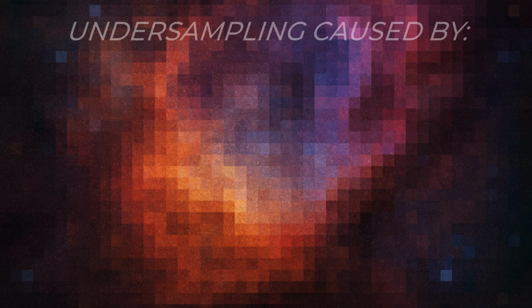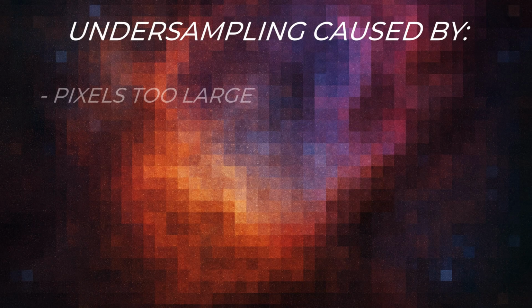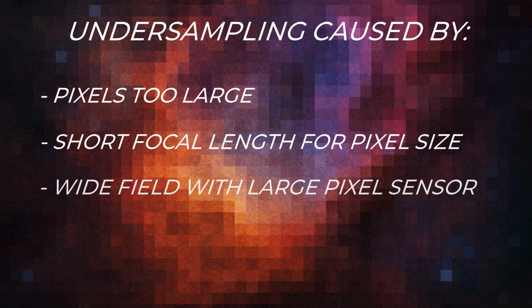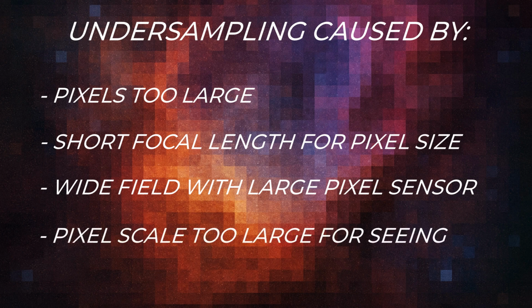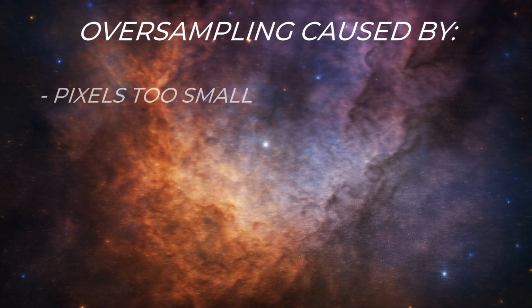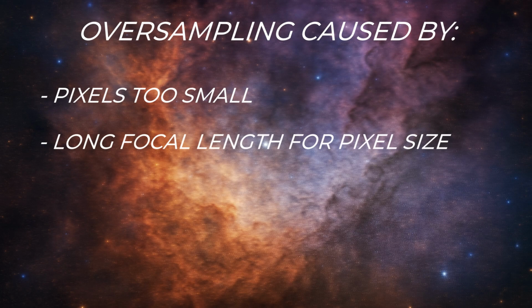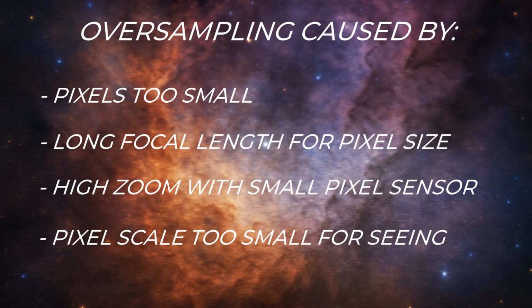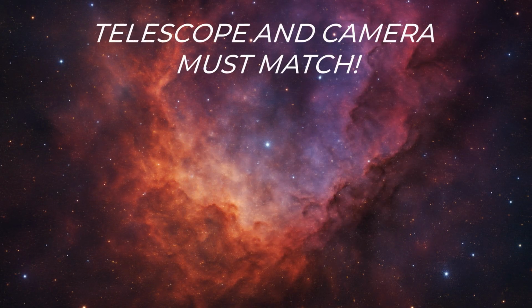So what causes oversampling and undersampling? Undersampling happens when your pixels are too large, your focal length is short, you use wide-field refractors with large pixel sensors, your pixel scale is much larger than your seeing conditions. Oversampling happens when your pixels are tiny, your focal length is long, you're using cameras with extremely small pixels on big scopes, your pixel scale is much smaller than your seeing. This is why camera choice depends heavily on your telescope.